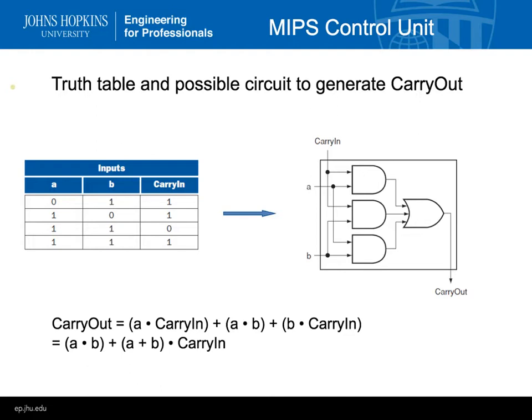The carry out will be true if any two inputs are true. So if A and B are true, or carry in and one of the other two are true, then the carry out will be 1. So here's the add unit. We haven't had the output yet, but here's the carry in, the carry out, and the two signals.